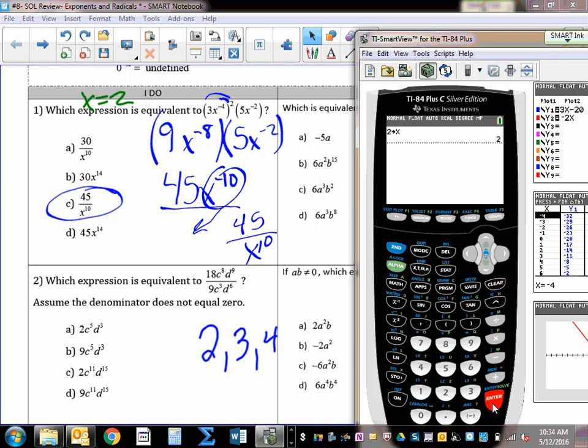Okay. So now let's first do our original expression here. So parentheses 3x to the -4th.